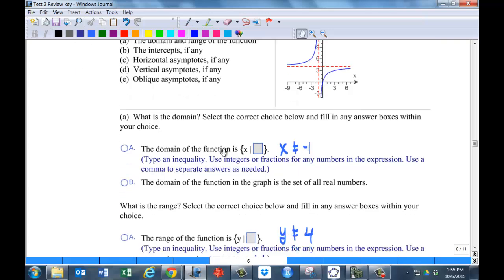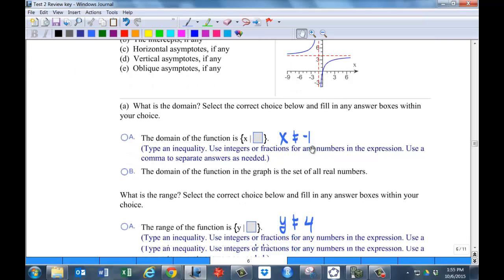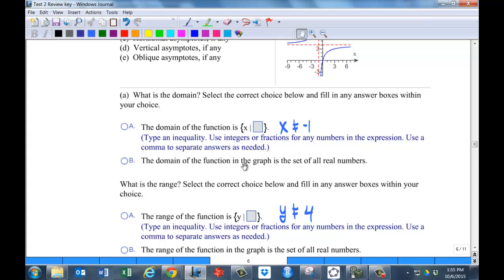So the domain is x such that x cannot be equal to 1. And the range, be very careful here. You have to use x for the domain and you have to use y for the range. Y is not equal to 4. This will help you on the test review and the exam.